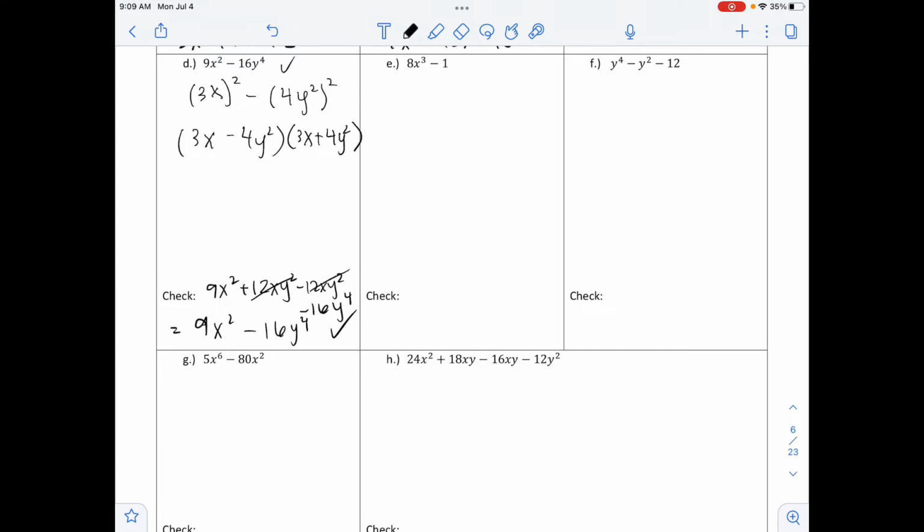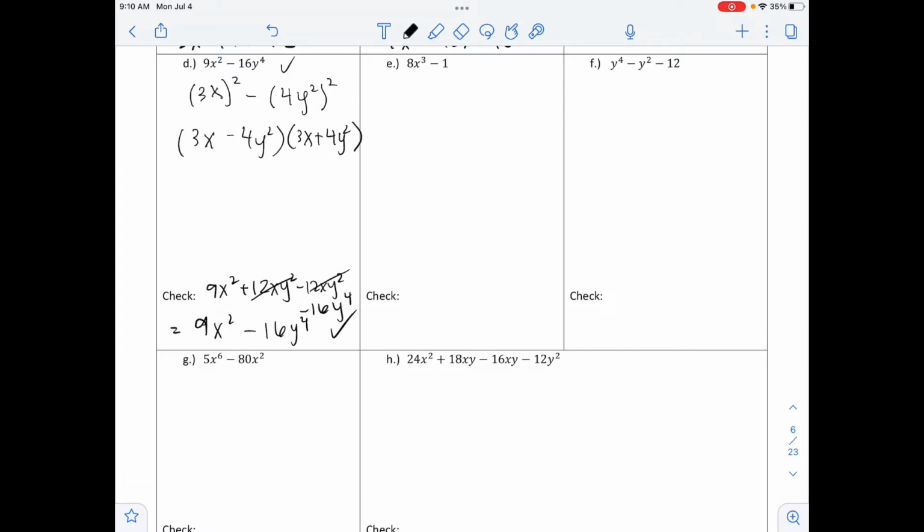So again, making sure you know those formulas is key. Part E says 8x cubed minus 1. So it looks identical to what we just did. However, you'll notice that I don't have squared values in there. I have cubes. And remember, we have the sum and difference of cubes. This one is clearly going to be a difference of cubes since we have a negative sign in there between our terms, or a minus sign.